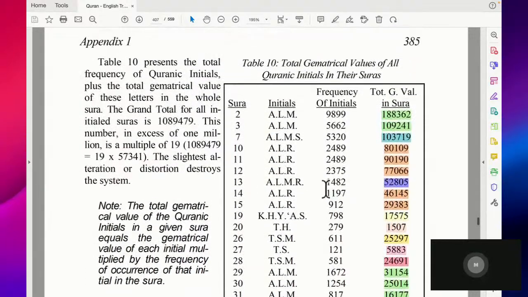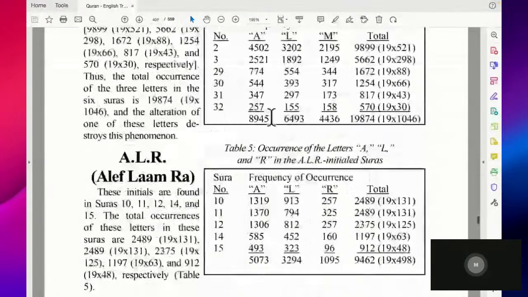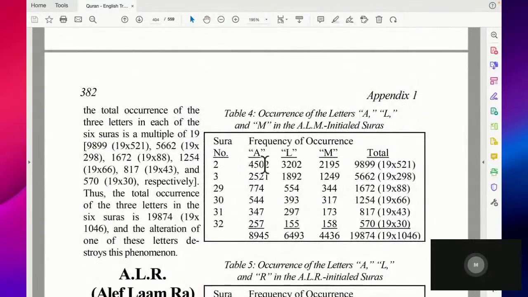And we have the frequency of initials in front of them. Now, what does this mean? For example, Surah 2, ALM, if you go to the top tables, you will see all the counts that we did in the previous sessions, and you can check them again.